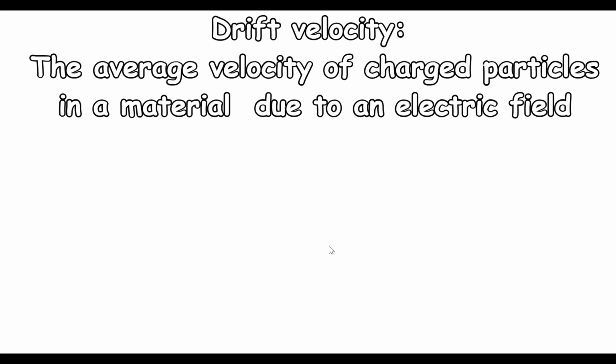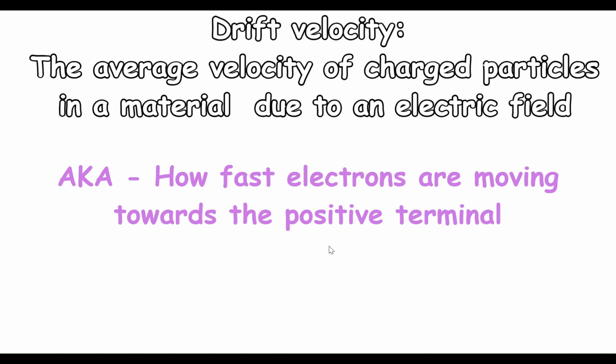Drift velocity, in terms of the exam definition, is the average velocity of charged particles in a material due to an electric field. So it's looking at the displacement of the electrons from their starting position over time, how they're moving because of the electric field, because of the EMF. So how fast the electrons are moving towards the positive terminal.